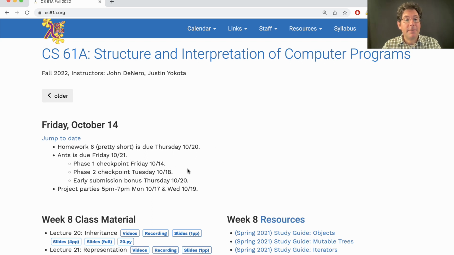For the ANTS project, Phase 1 is due today, Phase 2 next Tuesday, and you get an early submission bonus point for finishing by next Thursday. We will have project parties next week to help you out, both on Monday and Wednesday.